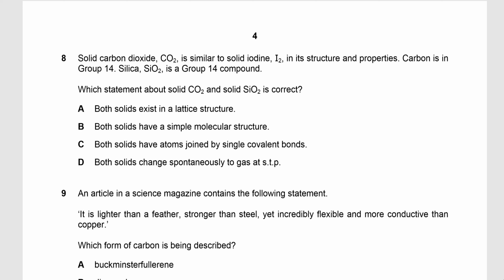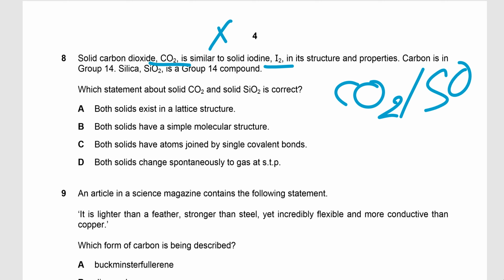So the question is not between carbon dioxide and iodine. The question is between carbon dioxide and silicon dioxide. Both solids exist in a lattice structure. This is correct. Both of them have a lattice structure. Both solids have a simple molecular structure? No, because carbon dioxide is simple, but silicon dioxide is giant.